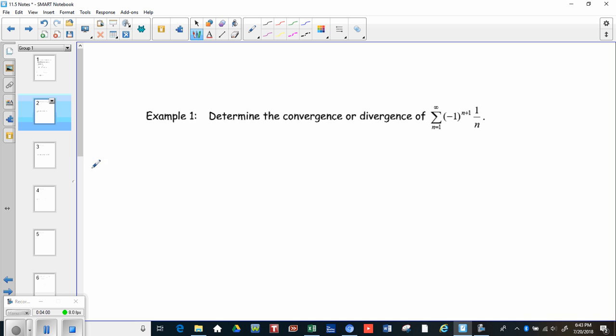So let's run through our tests. We want to take the limit as n approaches infinity of the absolute value of a sub n. Well, if this whole thing right here is considered your a sub n, then the absolute value of that is just the 1 over n part.